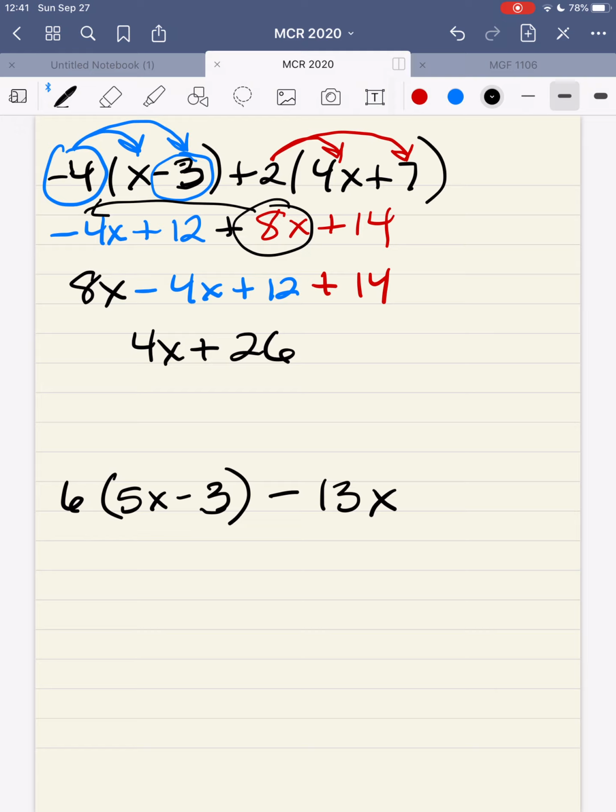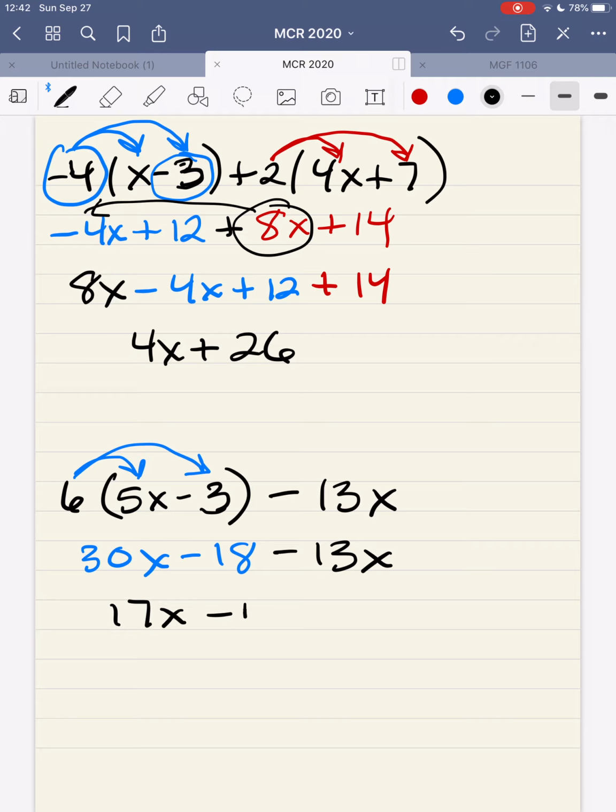Again, we're going to go ahead with the second one, my parentheses. I have an x term and a constant term. They're not like terms, so I'm going to distribute. I have 6 times 5x, which is 30x. 6 times a minus 3 is a minus 18. And then the minus 13x stays where it's at. Combining my like terms, I have a 30 and a 13. So remember, don't forget your borrowing and all that stuff. And I end up with 17x minus 18.